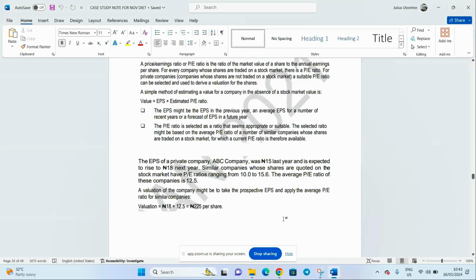15 naira last year and is expected to rise to 18 naira next year. Similar companies whose shares are quoted on the stock market have price earning ratios ranging from 10 to 15.6. The average price earning ratio of this company is 12.5. Calculate the value of the company.